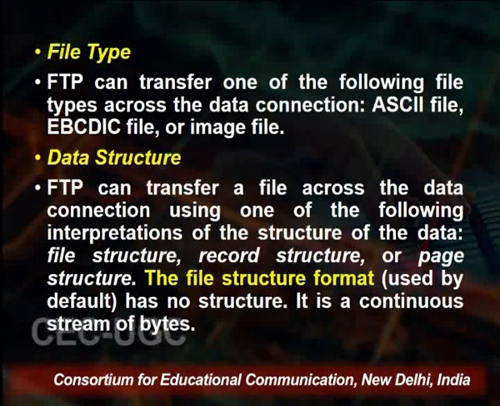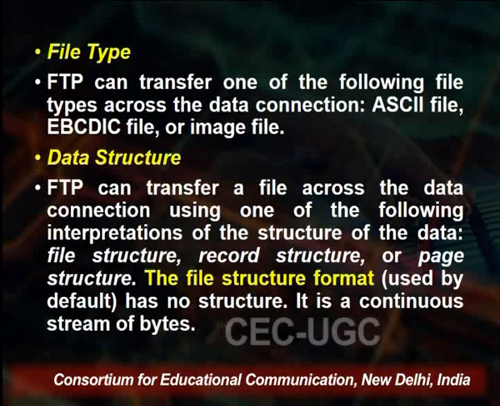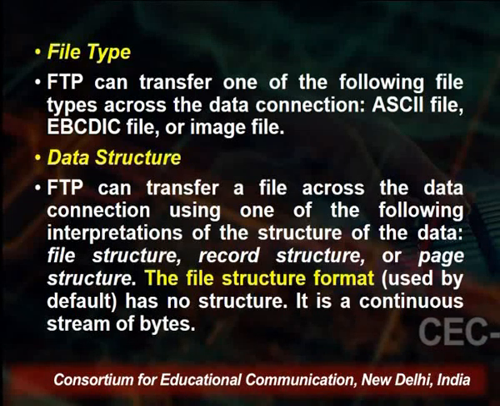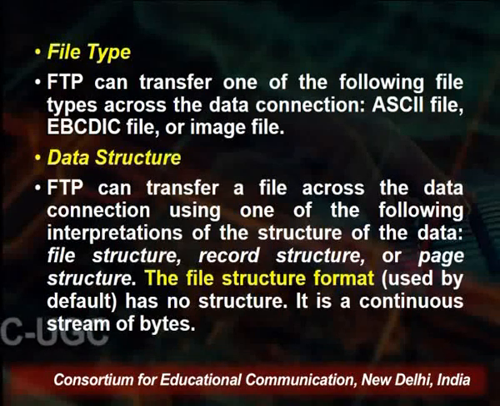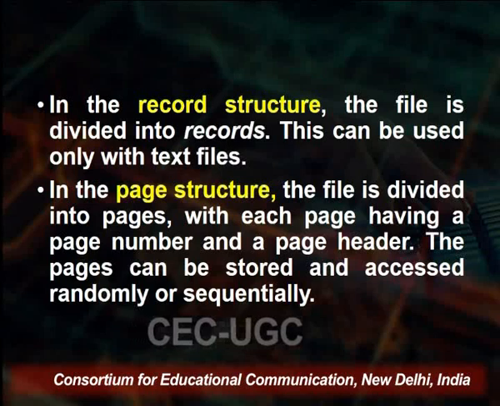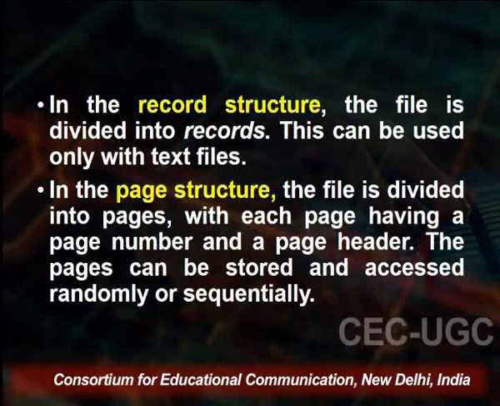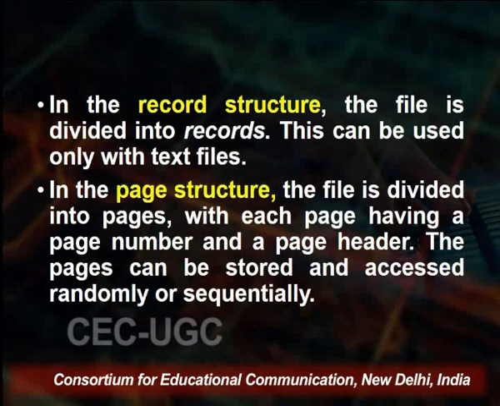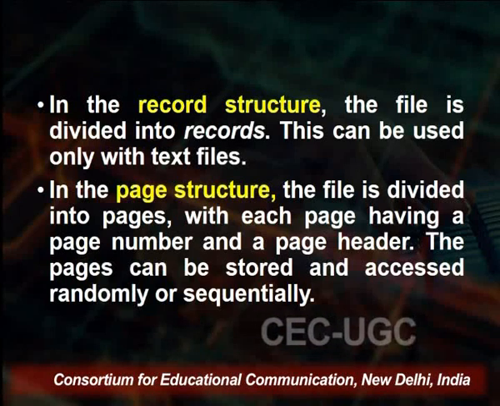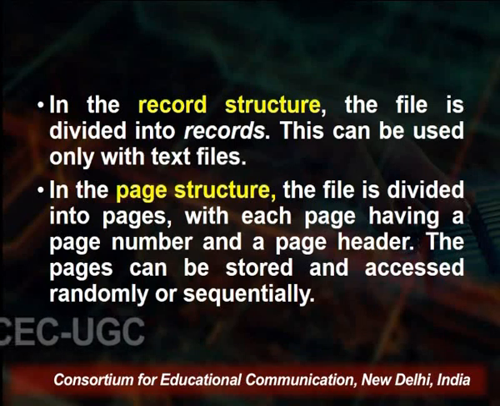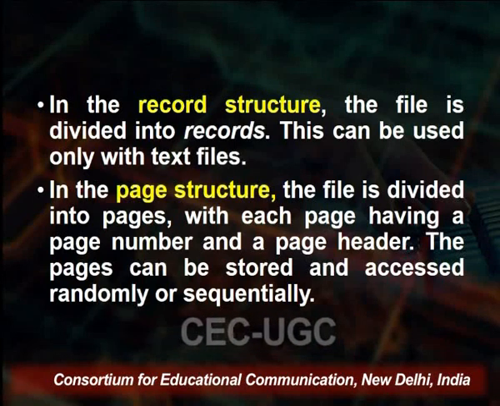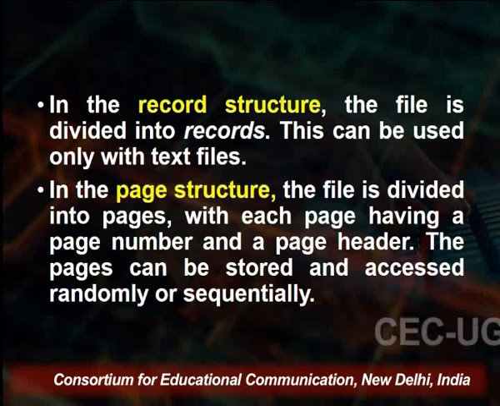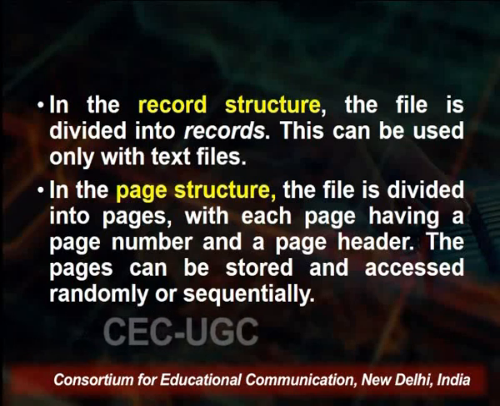When we say the structure is a file structure, which is actually the default format, it means that there is no structure and a continuous stream of bytes flows from one end to the other. But when we say it is a record structure, the entire file will be divided into records, and this is only done with text files. The third structure allowed on FTP is the page structure, where the file is divided into multiple pages. Each page will have a page number and a page header, and the pages can be stored and accessed randomly or sequentially, any which way.